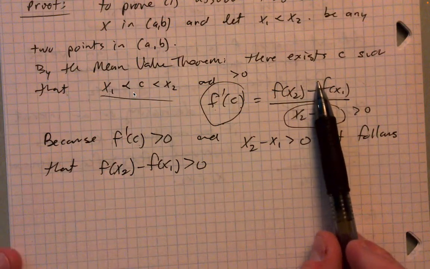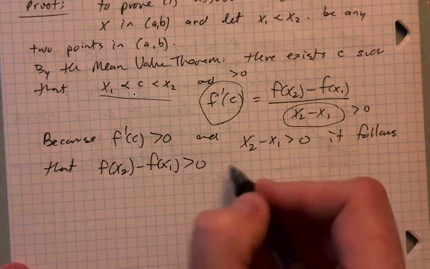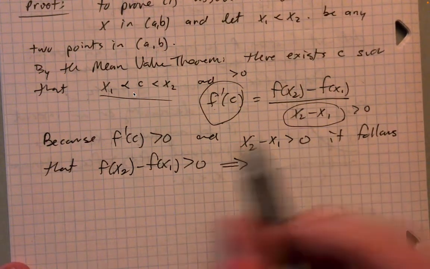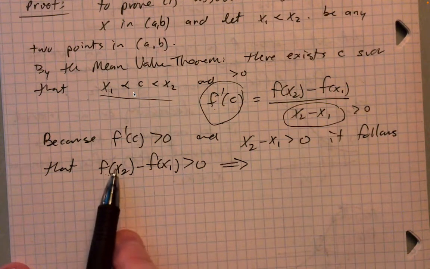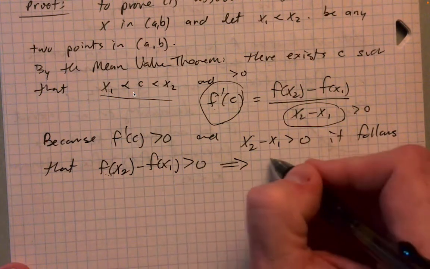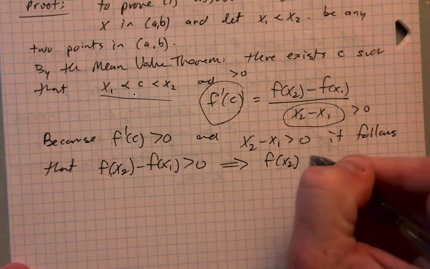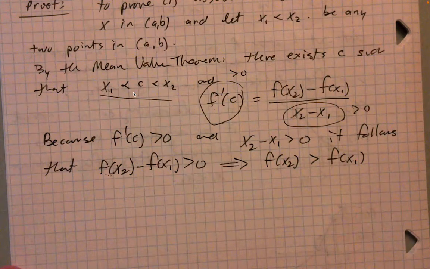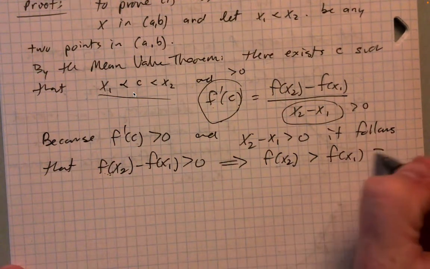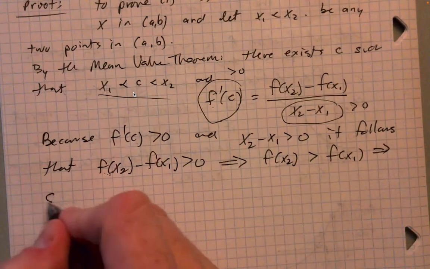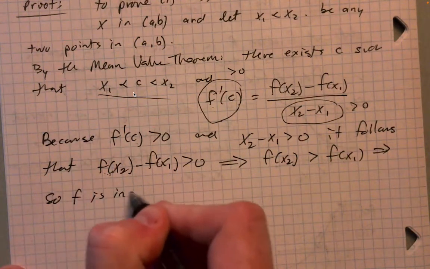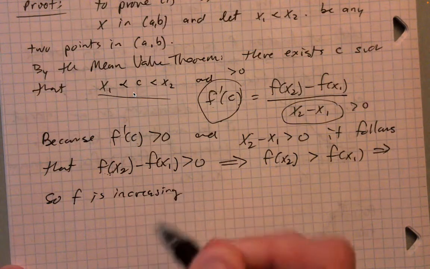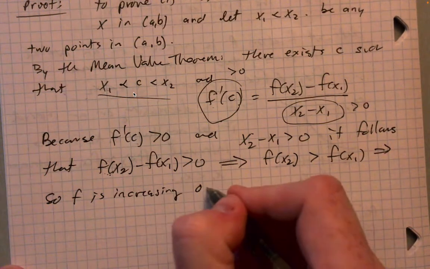Okay, and so what does that imply? Well, that's the result, isn't it? That implies that f of x2 is greater than f of x1, and that's just algebra. And what does that mean? Well, this is the definition. So f is increasing on the interval.